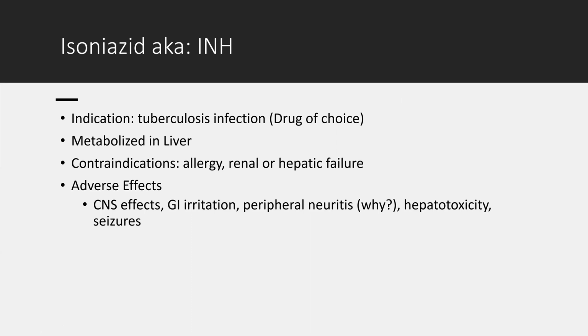It's like the drug of choice for a tuberculosis infection, metabolized in the liver. It would be contraindicated in someone with an allergy or someone who has hepatic or renal failure. Adverse effects would be CNS changes, GI irritation, peripheral neuritis. Can anyone tell me why you would see peripheral neuritis?